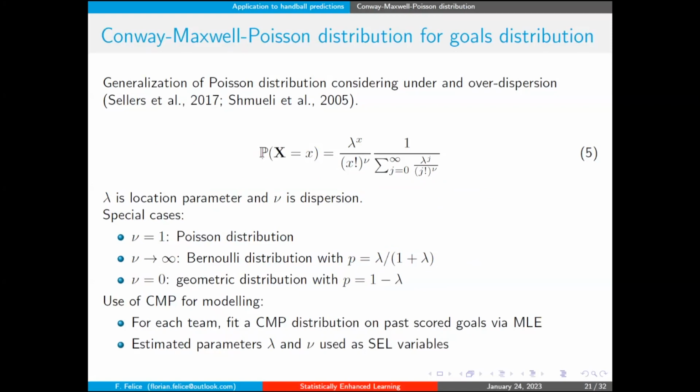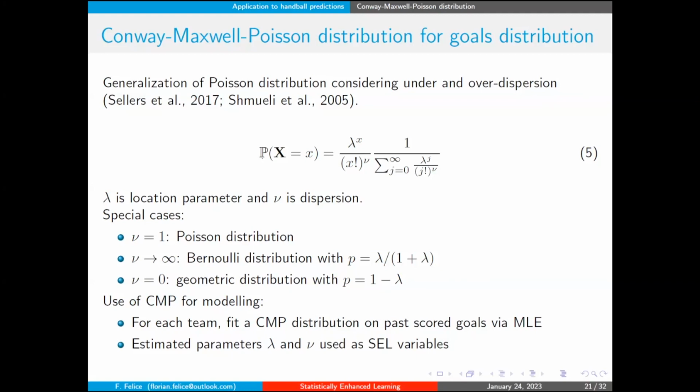This distribution is also pretty nice because you have some subcases where you can recover pretty well-known distributions. So for example, if you have nu equal to 1, which means you have equi-dispersion, and so the mean is equal to the variance, then you recover the normal Poisson distribution, and you also have some other cases of the Bernoulli or the geometric distribution with some specific cases.